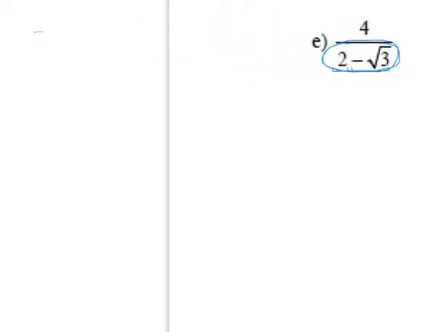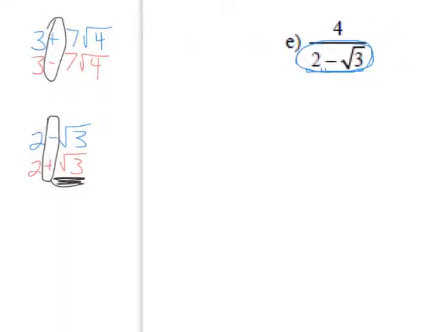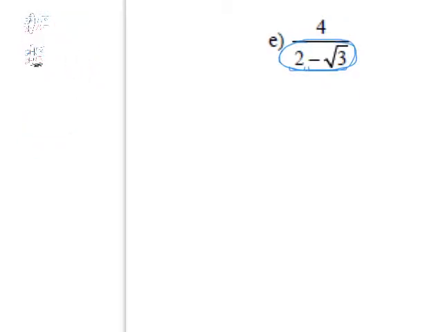If you have 3 plus 7 radical 4, the conjugate would be 3 minus 7 radical 4. If you have, in our case, 2 minus root 3, the conjugate would be 2 plus root 3. So all that's really changing is the sign of the radical piece. So let's do that on example E. Let's kind of set this off to the side.